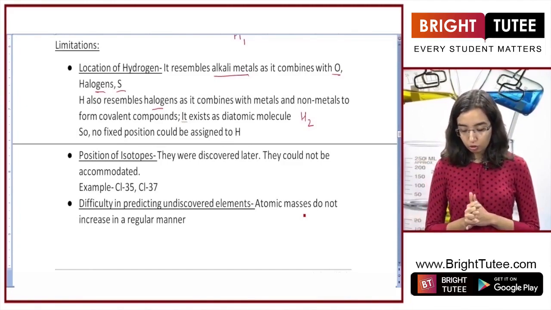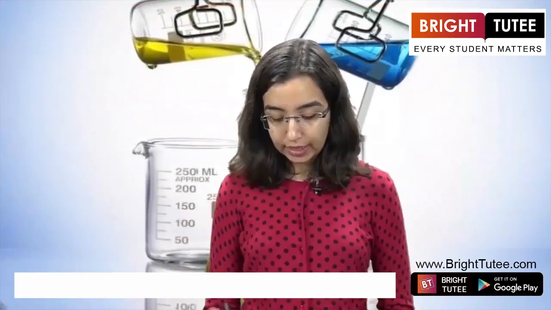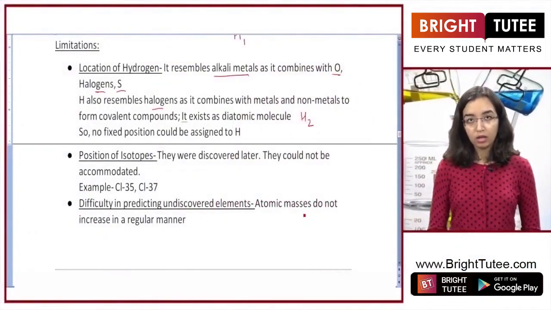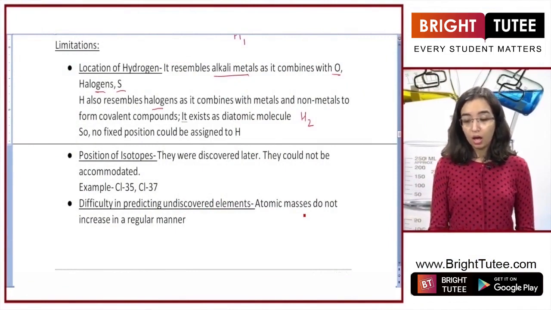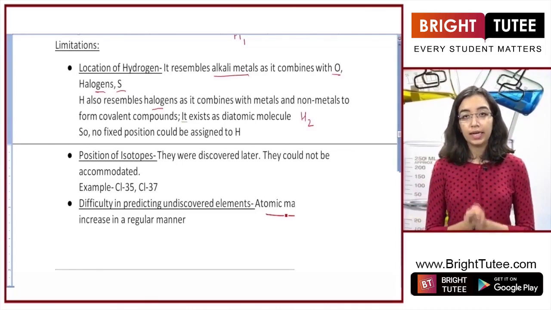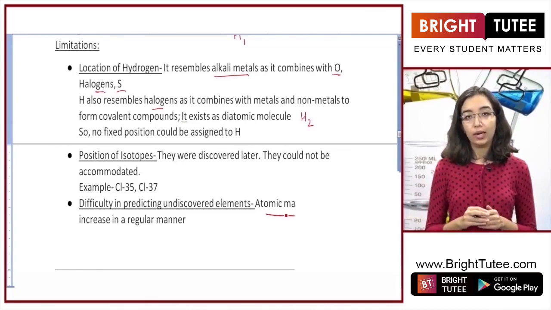So atomic masses did not increase in a regular manner, which we know that atomic number does increase in a regular manner. We'll come to that in the next portion. But because this arrangement was based on atomic masses, it was not clearly telling us how many new elements there would be and where they would fit.